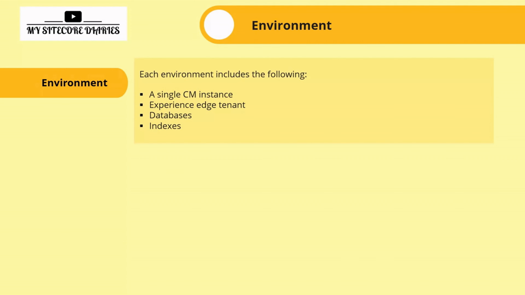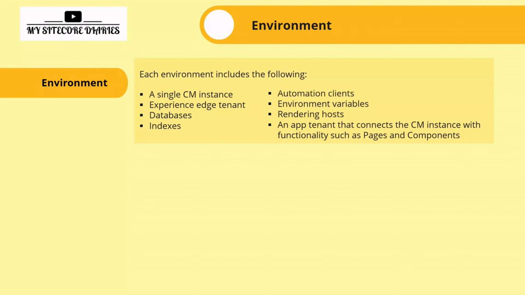It involves a single CM instance. It has an Experience Edge tenant. It has its own databases. It has its own indexes. It has automation clients, environment variables. So every environment has its own environment variables. It has its own rendering host, an app tenant that connects the CM instance with the functionality such as the pages and components. So every environment will have their own pages and components. So these are the different options available, or different features available in the environment.